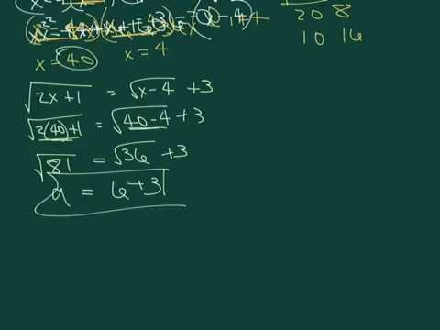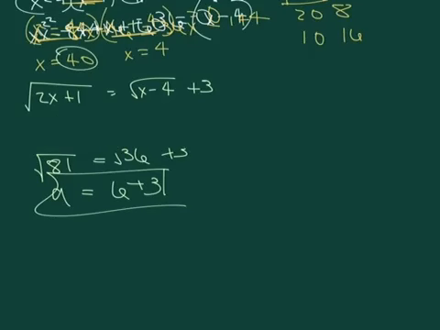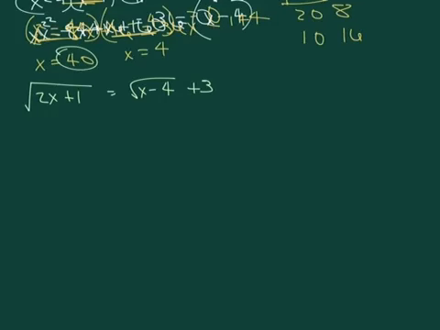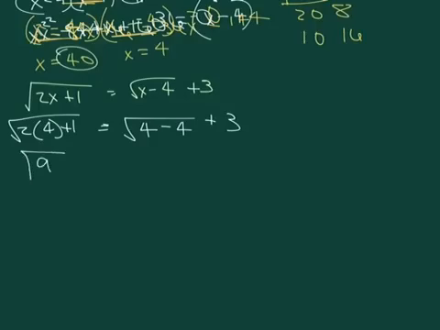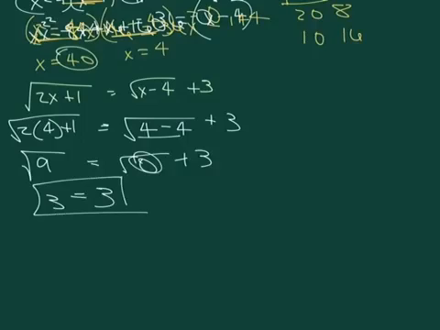Let's do the same thing with the original problem again, and let's put in x equals 4. So we're going to put a 4 there. Got a little bit carried away with my radical sign. So this is 9. 4 minus 4 is 0. So 3 equals, and remember the square root of 0 is 0, and that works. So both of these work. So we have two answers for that.